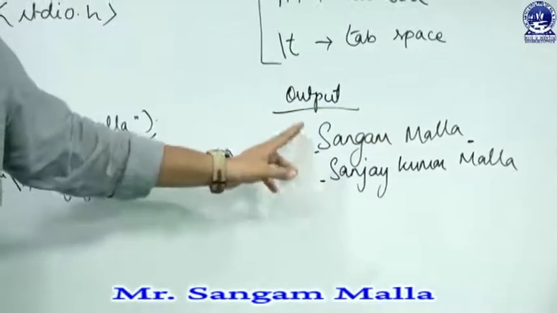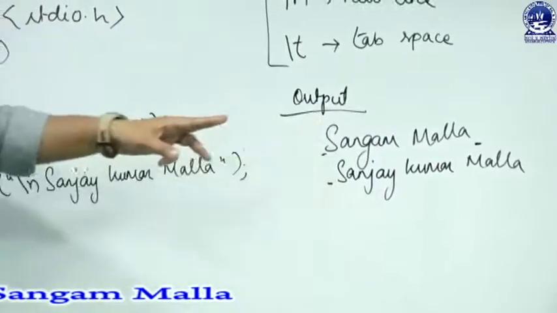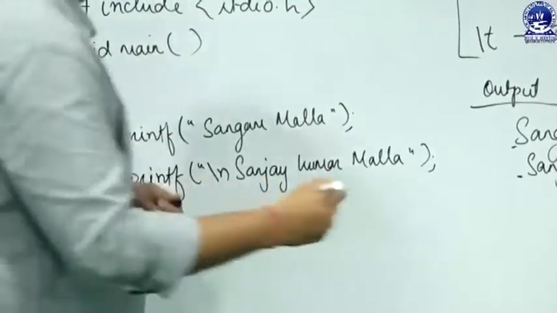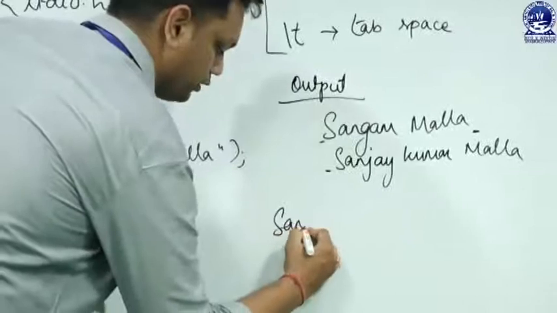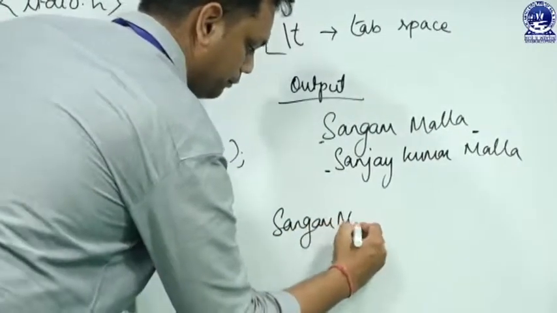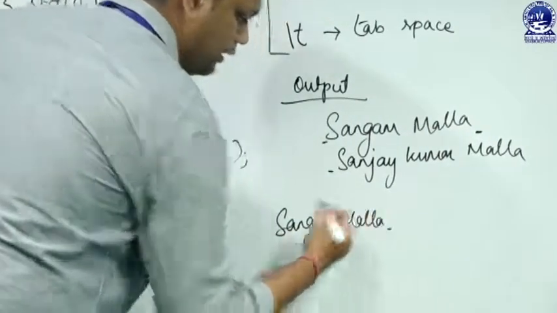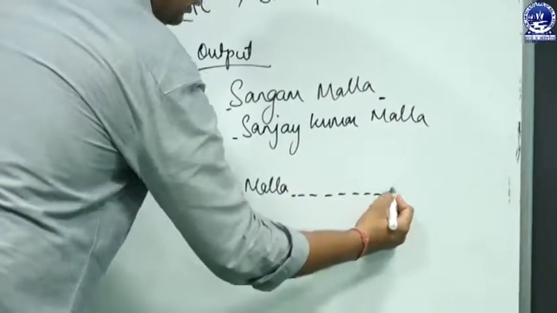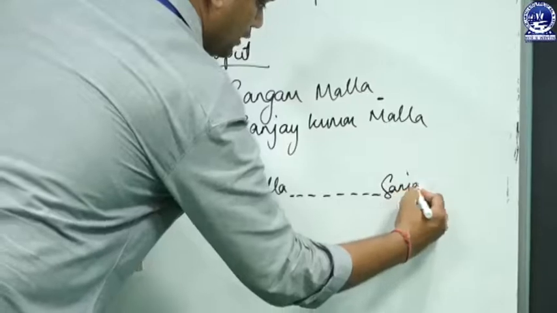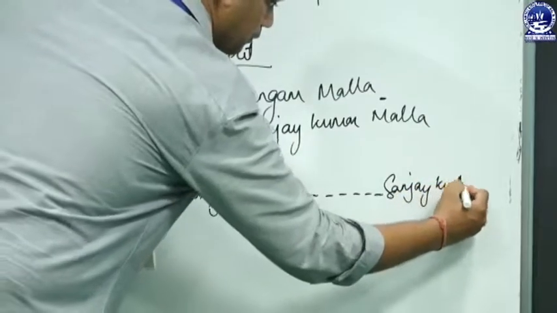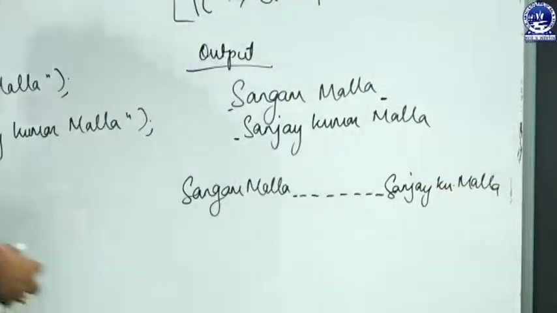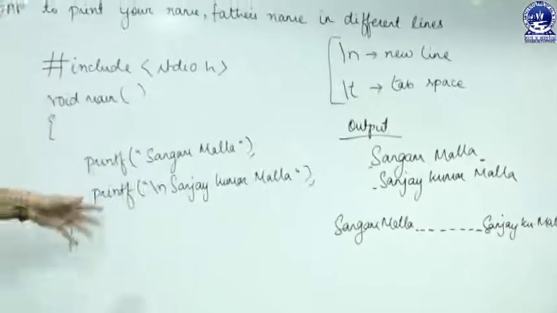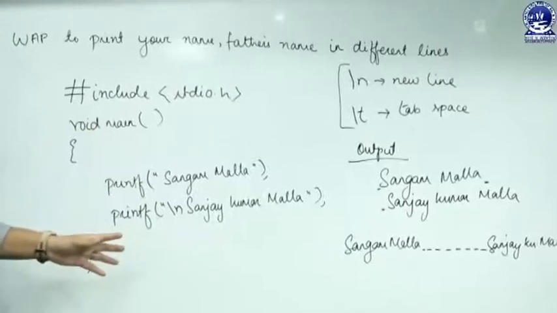It will not print in different lines, it will print in a single line. If I give backslash t over here, then my answer will be like this. First it will print my name, then the cursor will be here, then it will leave 8 spaces, then it will print my father's name. So these are the two escape sequences which we have used in this program.